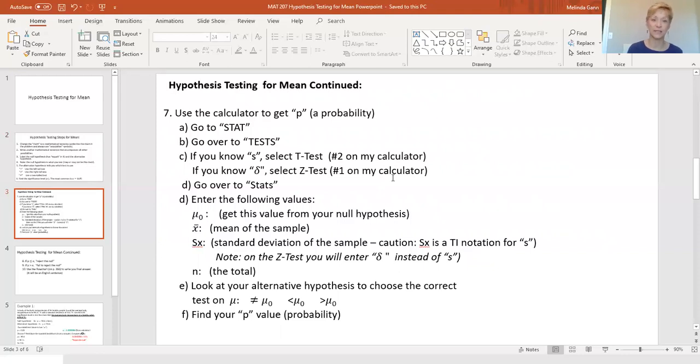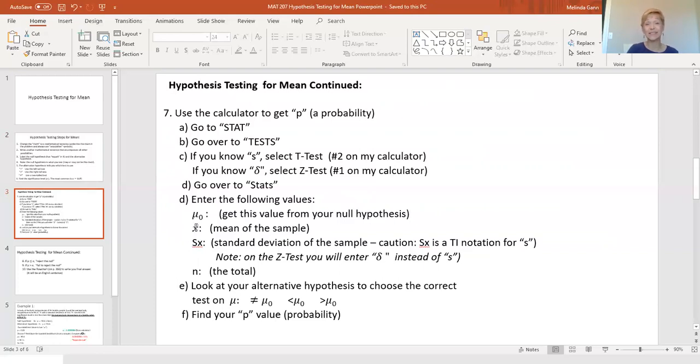Once you pick that t-test, it's got data and stats. You're going to go over to stats, and you're going to enter the following values. It's going to ask you for mu sub 0. Now, just like p sub 0 came from your null, mu sub 0 comes from your null. So whatever number's in the null goes there. Remember, x bar stands for the mean of a sample. So either they give it to you in the word problem or you can find it yourself. You know how to get the mean? You add the numbers up, divide by how many they are. So the mean of the sample goes here.